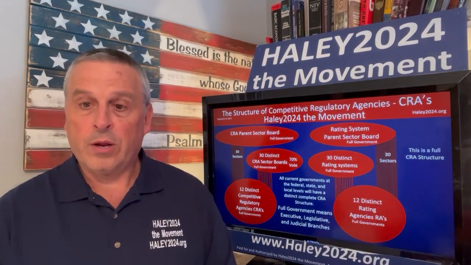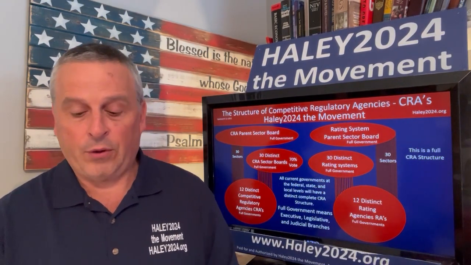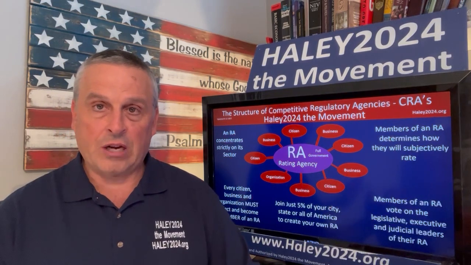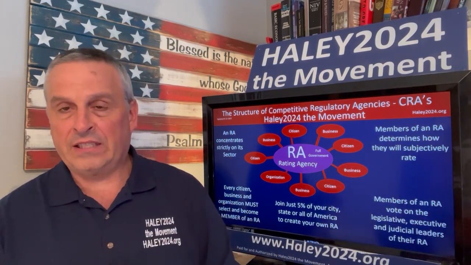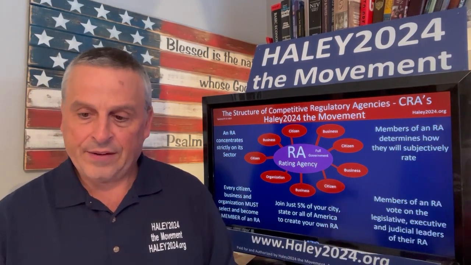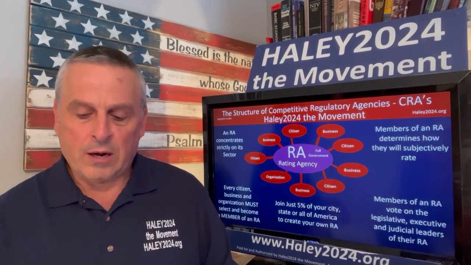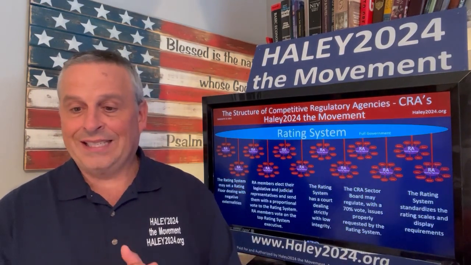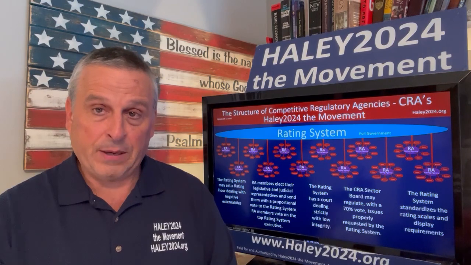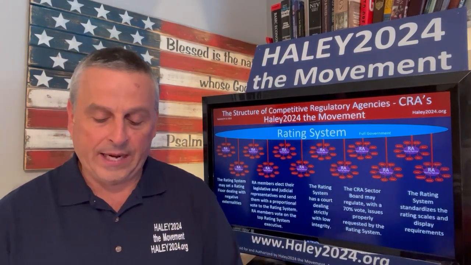Here's the full structure. I told you about this. You can stop and read it if you wish. Here are the rating agencies. You can stop and read this. I'm going to try to keep this video down to 5 to 7 minutes. I'm already above the 5. Anyway, you can stop and read that. You can read the rating system and know that representatives of 70% of the American people, or your locality or your state, are needed to act in a monopolistic type of way. The rating system and parent sector board are the ones that separate those powers.